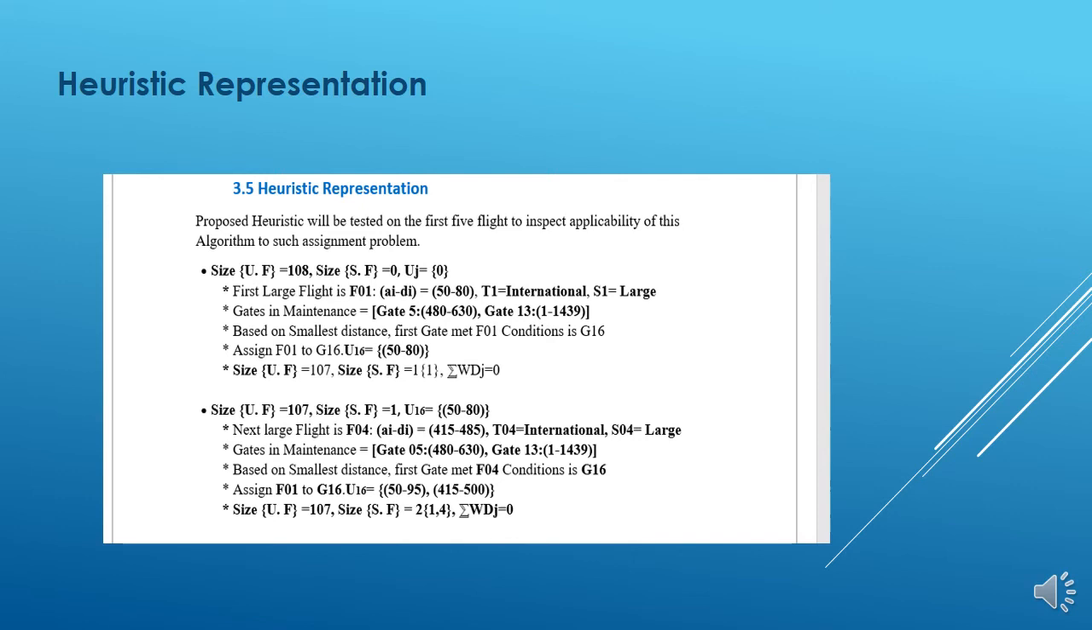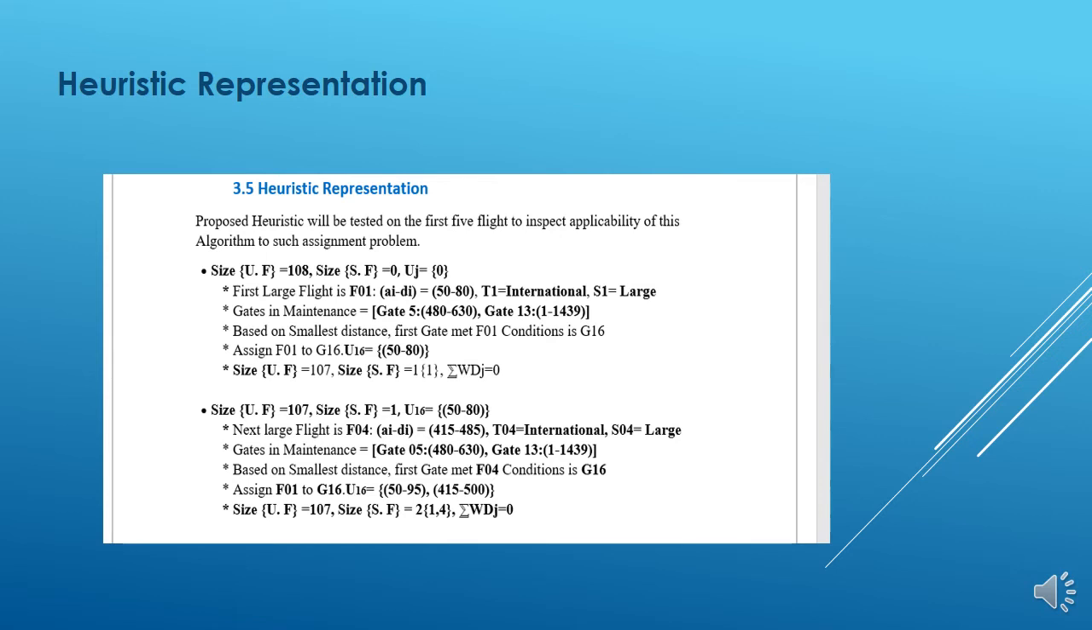And here we did some trials on this heuristic. So at the beginning we said that the unscheduled flights set is of size 108, and the size of the scheduled flights set is 0 initially. Uj is equal to 0. So first we said that we have to sort the flights according to the arrival time, considering the large size. So first large flight is flight 1.